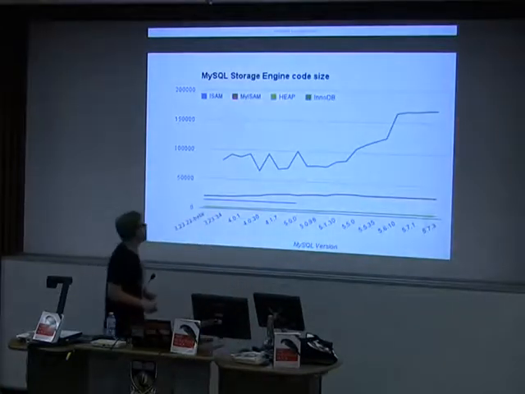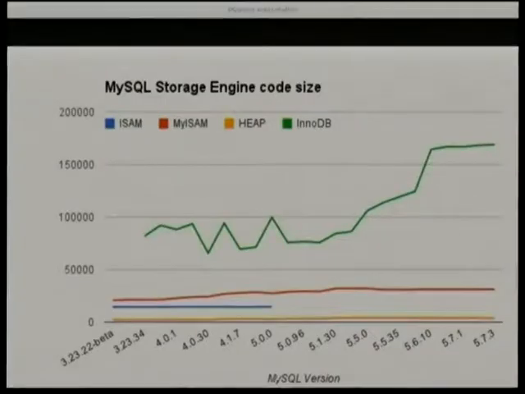This is for the storage engine code size. You can see InnoDB here had various amounts of refactoring along the years, and then had this jump in 5.6 and has small growth in 5.7. And the reason it has small growth in 5.7 is refactoring. I've looked at the patches. It's awesome. They're doing some really essential refactoring.